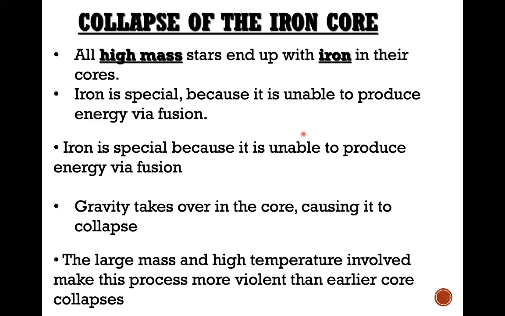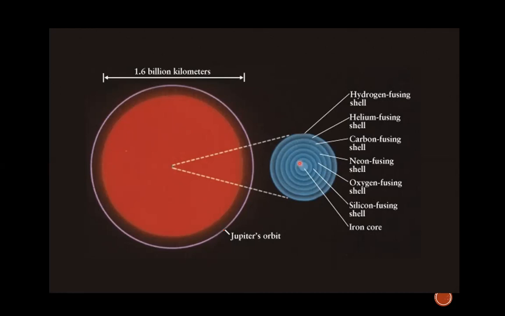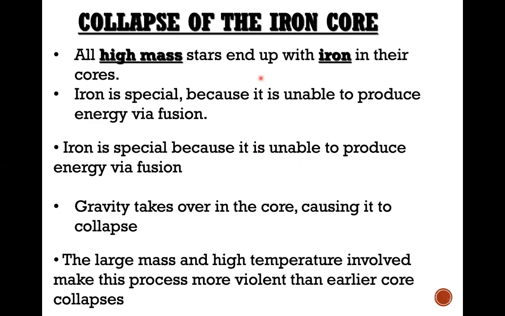Right. Now that is the process for high mass stars. Now these high mass stars, as you see here in the central region, you will have an iron core at the end, and all the high mass stars will end up with this iron in their cores, right? Now iron is a very special material, because it is unable to produce energy via fusion, right?